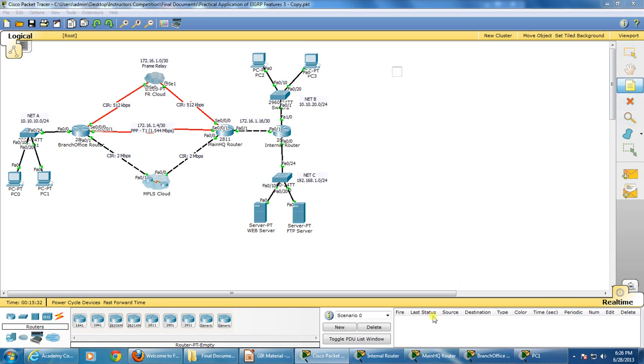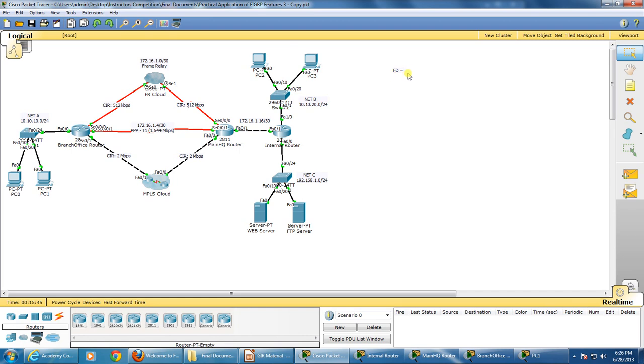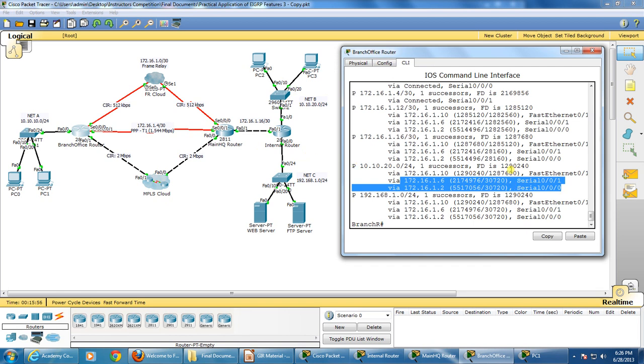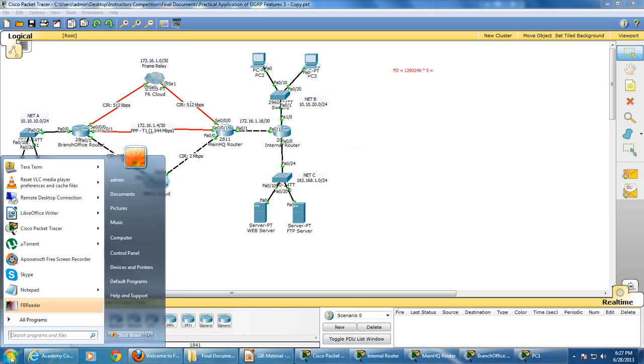again, our feasible distance is equal to 1,290,000 plus 240. Okay, so 240. And what should be the appropriate variance for this? Now the appropriate variance for this is 5. It's because this will give us, we're just going to use our calculator here.